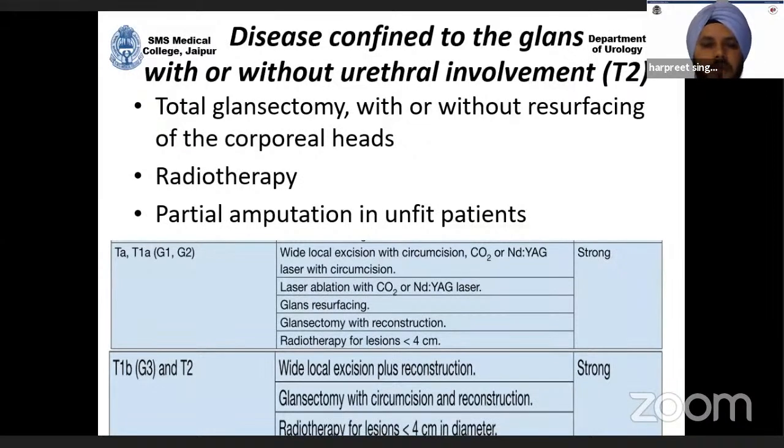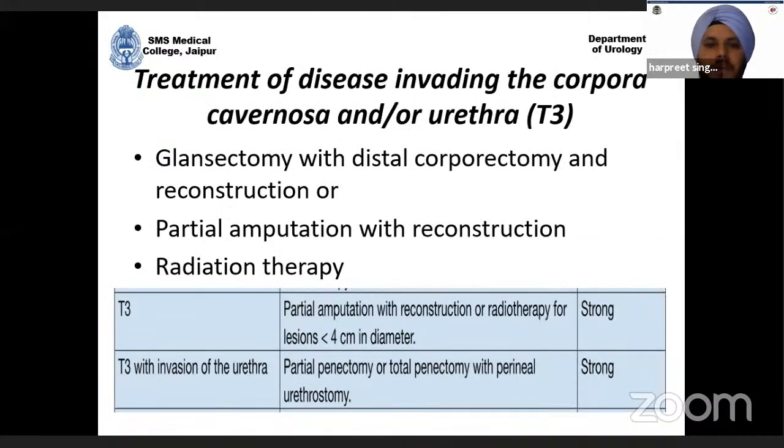Radiotherapy can be considered when the lesions are less than 4 centimeters. For the T2 lesions and the T1 G3 lesions, the recommended options are wide local excision with reconstruction, glansectomy with circumcision reconstruction, and radiotherapy for lesions less than 4 centimeters.